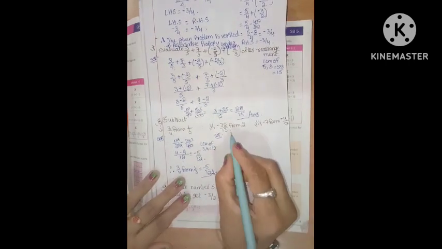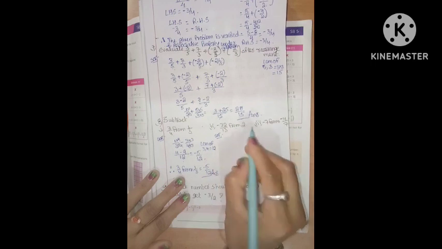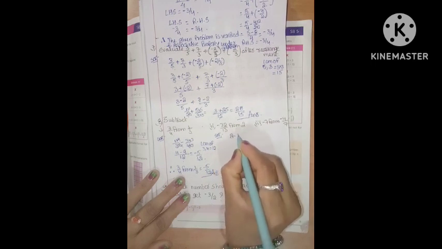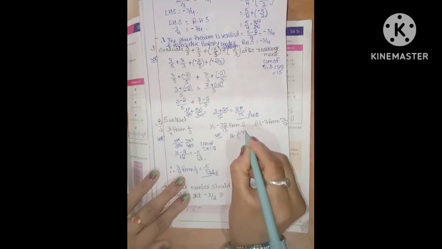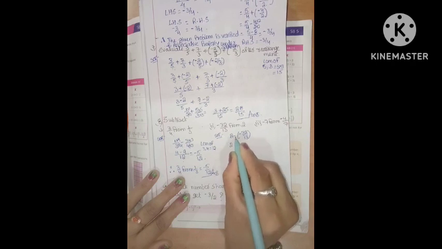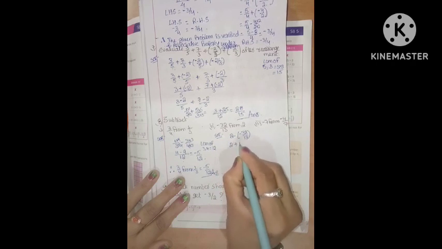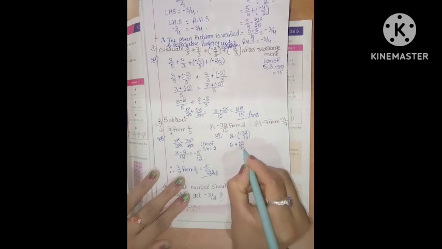Second problem solution. Minus 32 by 13 from 2 only. So 2 minus minus 32 by 13. Minus into minus is plus only. So 2 plus 32 by 13.